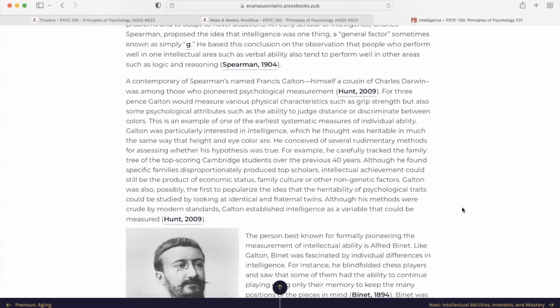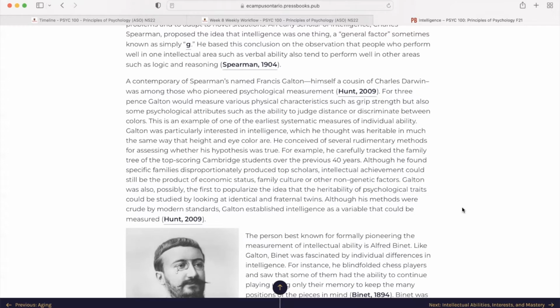This is an example of one of the earliest systematic measures of individual ability. Galton was particularly interested in intelligence, which he thought was heritable in much the same way that height and eye color are. He conceived of several rudimentary methods for assessing whether his hypothesis was true. For example, he carefully tracked the family tree of the top-scoring Cambridge students over the previous 40 years. Although he found specific families disproportionately produced top scholars, intellectual achievement could still be the product of economic status, family culture, or other non-genetic factors.